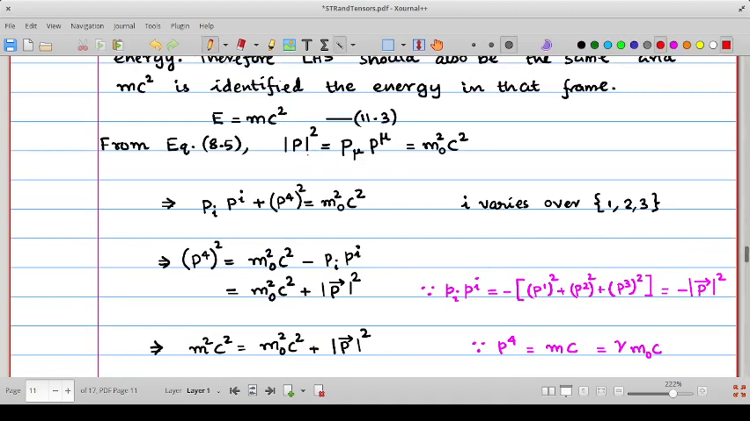Now, we go back to computing the norm of this four vector, which is p mod square, that is p mu p mu. This is equal to m0 u mu, m0 u mu, but m0 is a constant, invariant, so m0 square u mu u mu. But this is the norm square of the four velocity, which is nothing but c square. We have already seen this in an earlier class. So the norm square of the four momentum is m0 square c square. But this norm square can also be written as pi pi plus p4 square equal to m0 square c square.